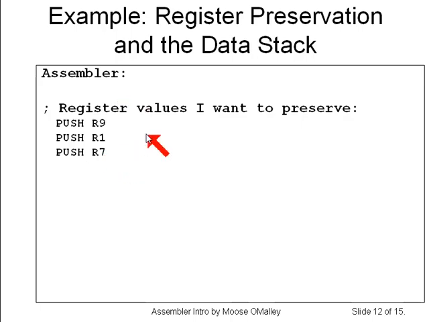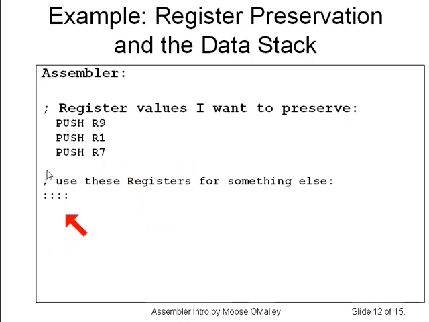It's just like a stack of paper, and you're just piling pages on top of each other. Okay, the first one on the stack at the very bottom will be the value of R9. The next one on the stack, the second from the bottom, will be the value of R1. And the third one from the bottom will be the value of R7. So it's just like a stack of paper, three pieces of paper in a stack with those values written on it. Okay, and then I'll do whatever I want with those registers.